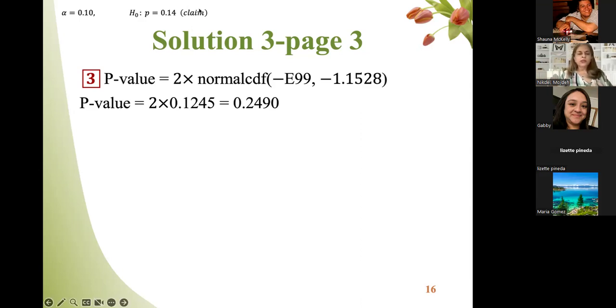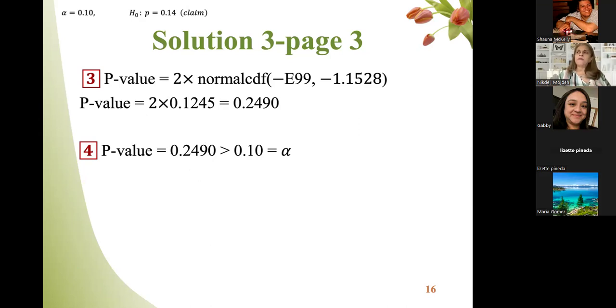Okay, now step 4, we decide to reject or not reject null. To do that, for the p-value method, we compare our p-value with our alpha. I always write my p-value on the left side, alpha on the right side. P-value was 0.2490, alpha was 0.10. And I read my sentence from left to right. So 0.2490 is larger than 0.10.